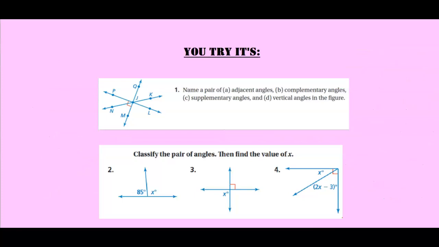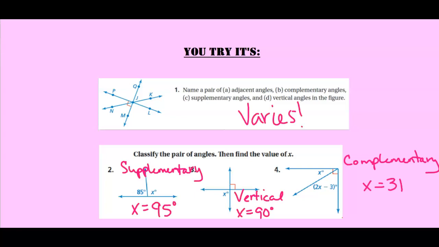Now, let's have you give this a try. Pause the video, try the 4 problems. Now that you've tried these 4 problems, let's go over the answers. So for number 1, just make sure that the adjacent pair that you named shares a common side. So you have two angles that share that common side.